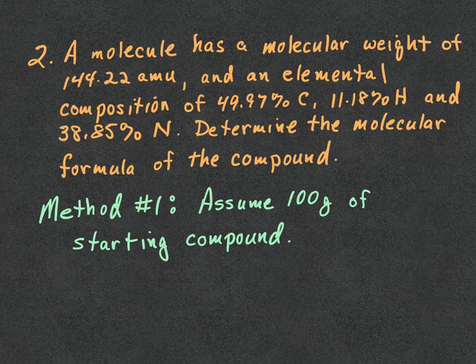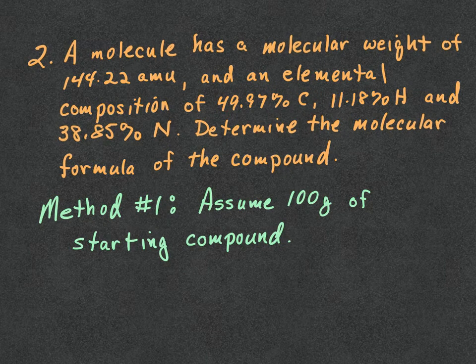Okay, let's change our situation a little bit. In our last problem, we didn't know our molecular weight until after we had determined the empirical formula. Now we have the molecular weight from the beginning. And elemental analysis not given in mass, but in percent. So we have a molecule that has a molecular weight of 144.22 atomic mass units.